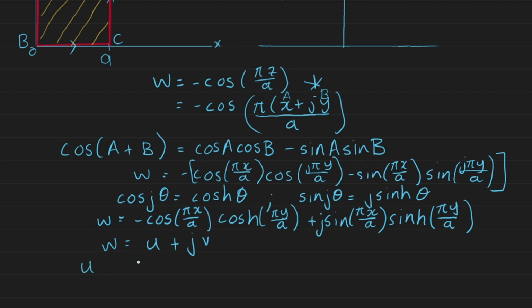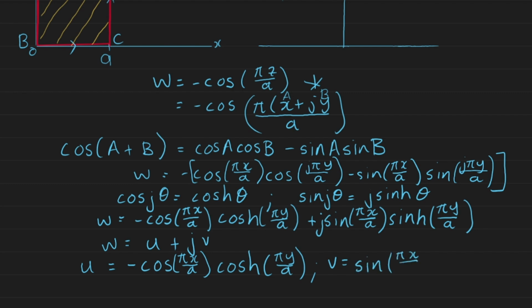So u is equal to minus cos pi x over A, cosh hyperbolic pi y over A. And we can also see that v, this imaginary part, is equal to sine pi x over A times sine hyperbolic pi y over A.